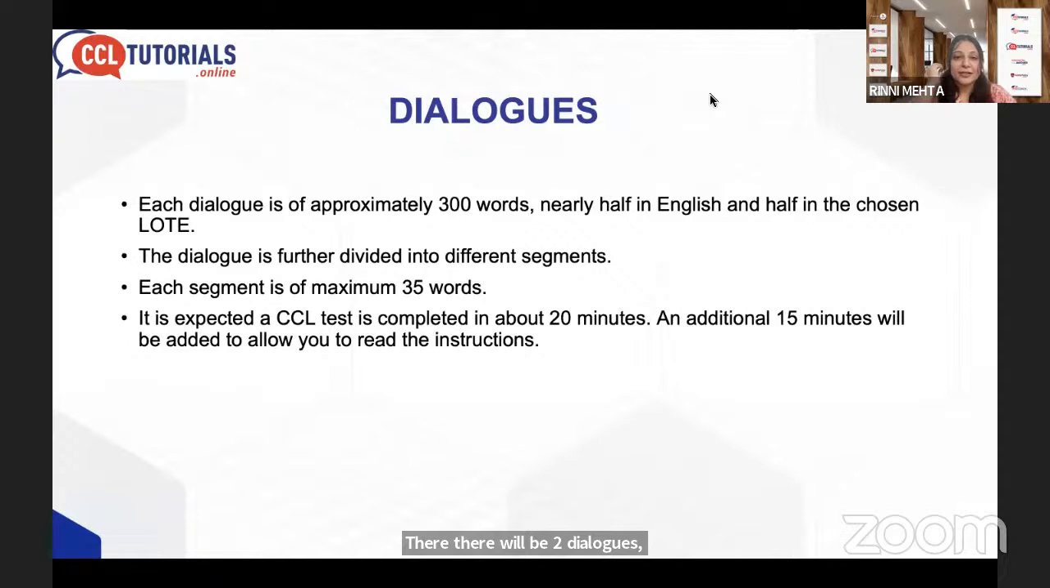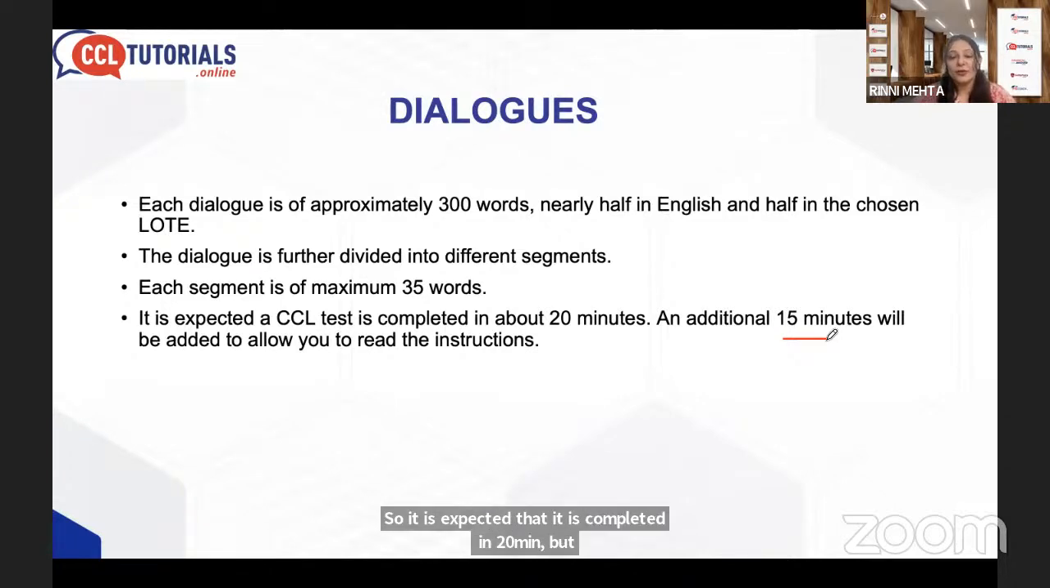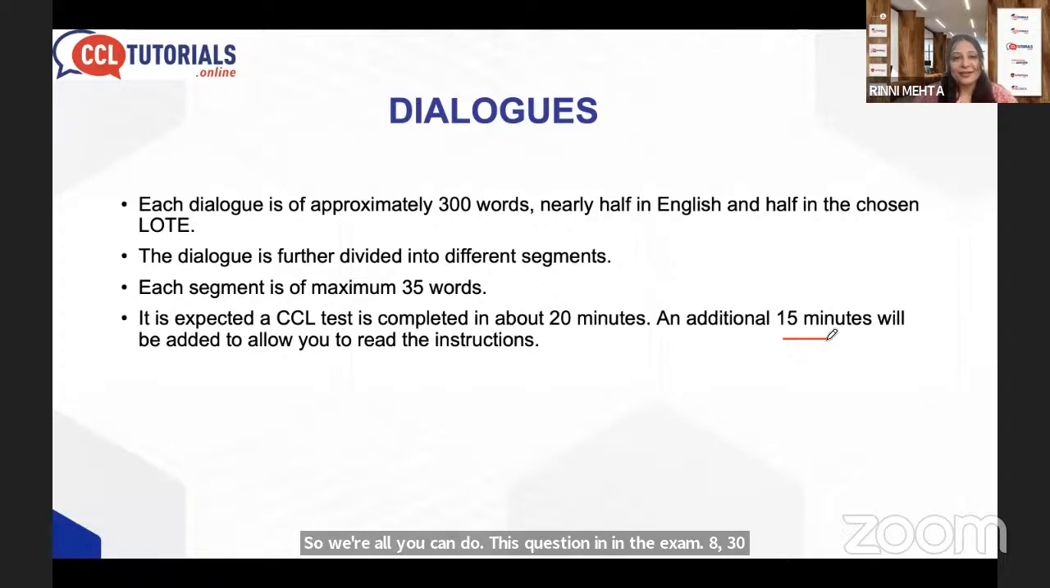Language other than English is referred to as LOTE. The dialogue is further divided into different segments, and each segment is of maximum 35 words. It is expected that it is completed in 20 minutes, but an additional 15 minutes is given to read the instruction. So overall, you can do this exam in 30 to 35 minutes.